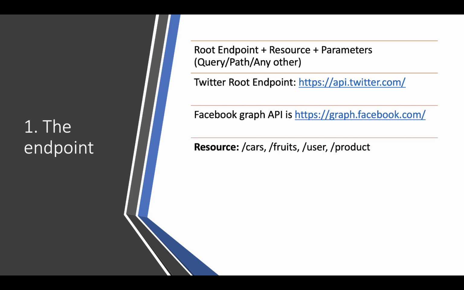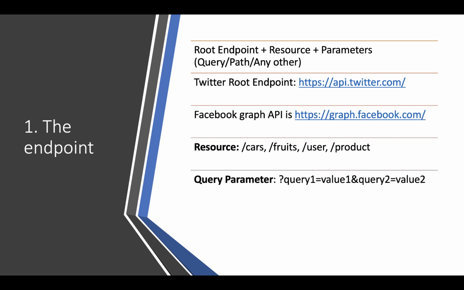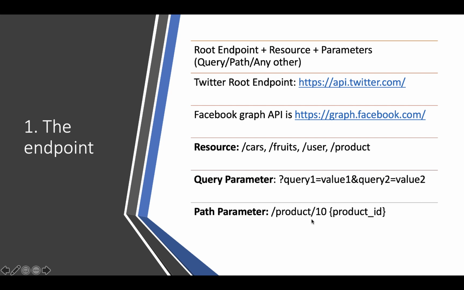Then resource could be like this: cars, fruit, user, product. This is basically part of your URI. Then query parameter. Query parameter consists of key value pair which always begin with the question mark. Each parameter pair is then separated by this AND symbol. You can see query 1 is a key value, then AND symbol is separating query 1 and query 2 key value pairs. Then path parameters are something like this. You can see this 10, which is basically a product ID.